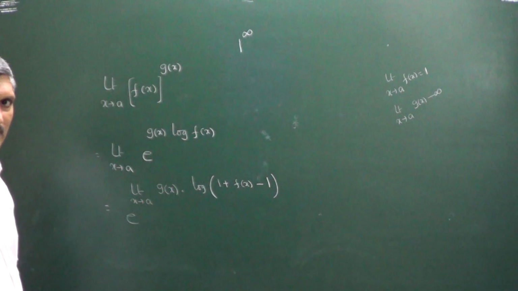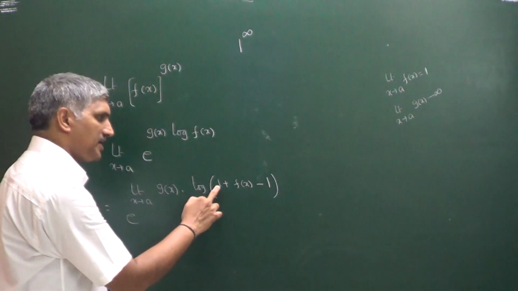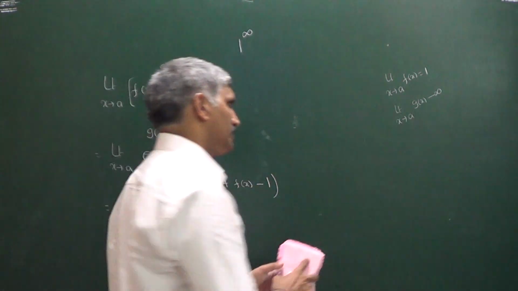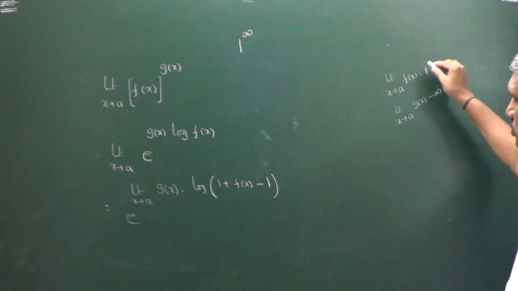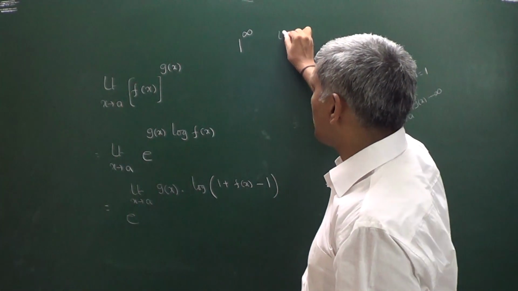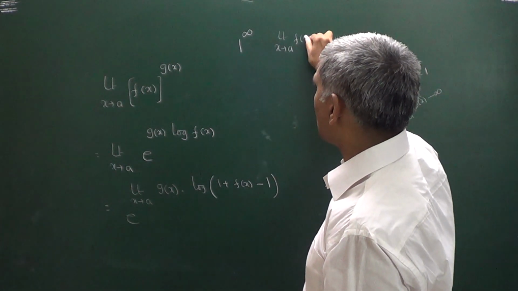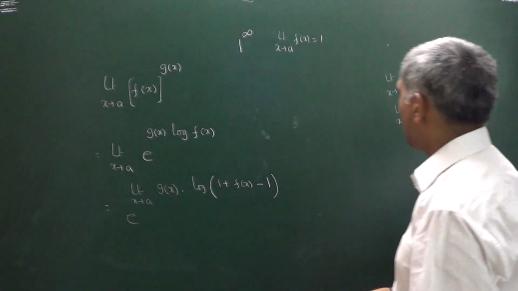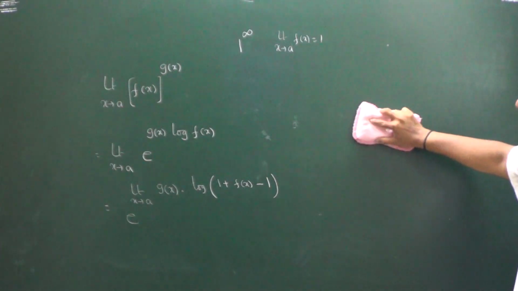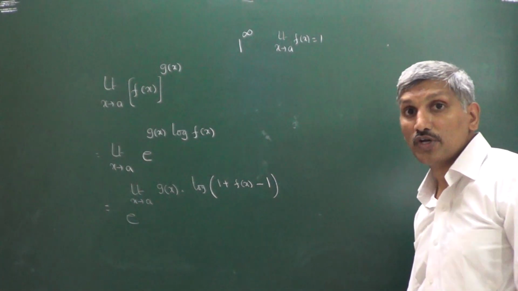Followed or not? What did I do? 1 added, subtracted. Nothing more than that. 1 added, subtracted. You know this information. We know limit x tends to a, f of x is equal to 1. At the same time, limit x tends to a, g of x is tending to infinity.